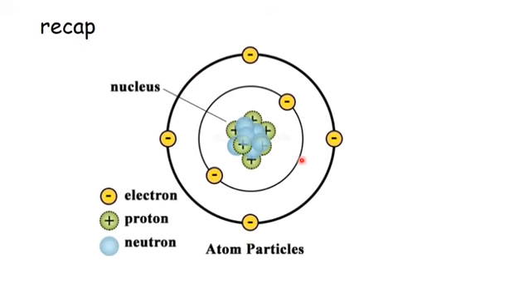First we start by recapping what we've learned in the last session. So an atom consists of a central nucleus that contains positively charged protons and non-charged neutrons. The atom also consists of negatively charged electrons that are orbiting the nucleus in the electron clouds or shells.